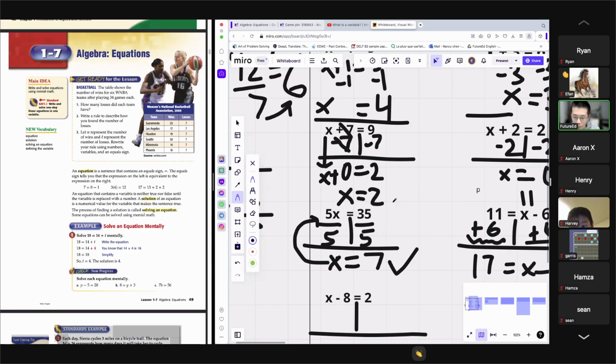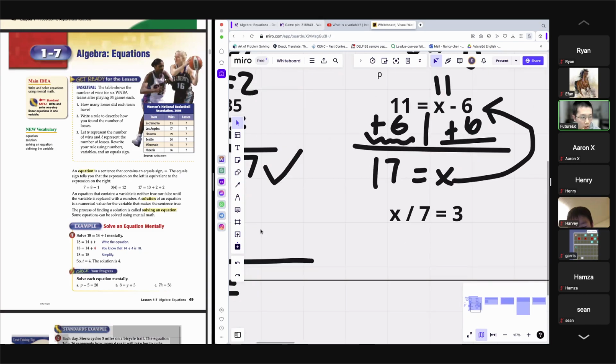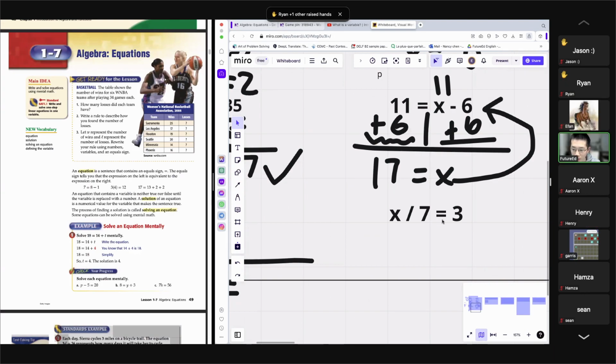I think we have time for one last problem. We've been doing, I think, at least 2 or 3 multiplication problems. So let's do a division problem. And since I think this might be a bit new, do I have any volunteers who are brave enough to try this one? X divided by 7 equals 3.